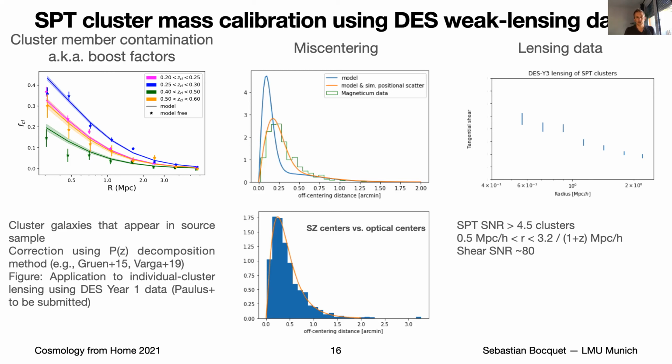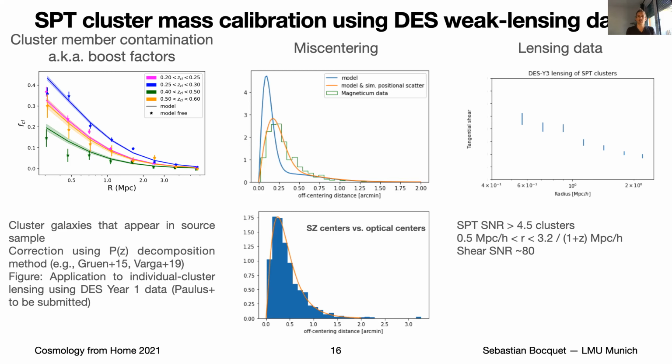So with this, we're now confident to actually extract weak lensing data for SPT clusters, and that's what this plot here on the right shows you. That's the tangential shear as a function of radius. This is for all SPT clusters above signal to noise of 4.5, and using this radial range as indicated. And the total signal to noise in this measurement is around 80. So you really have a lot of signal.